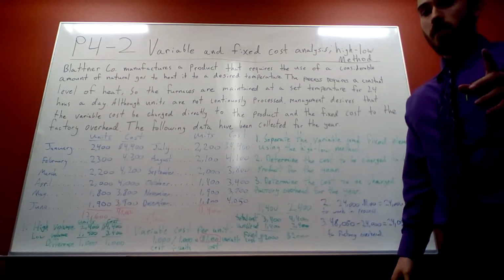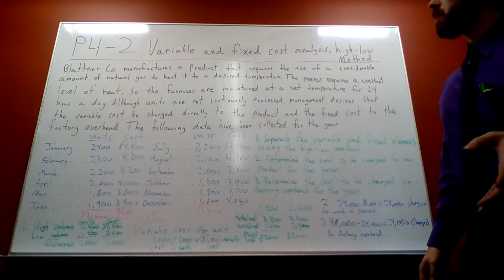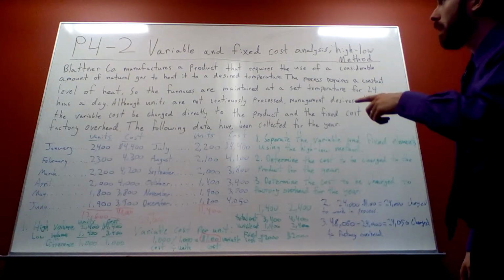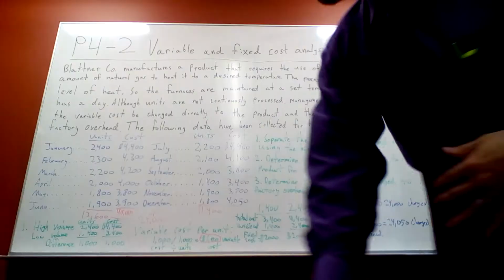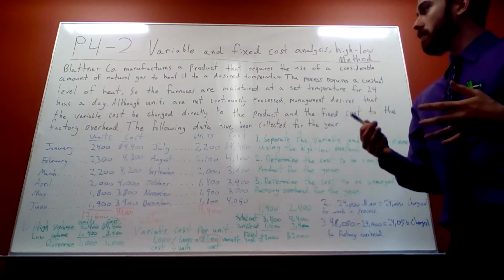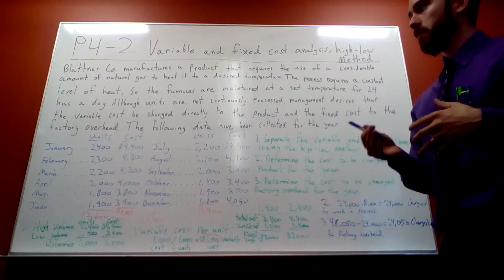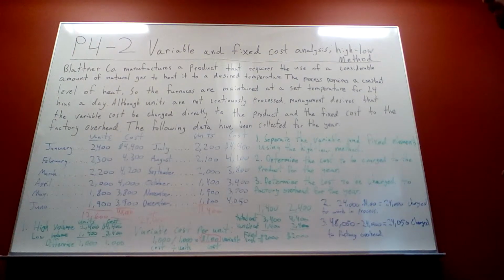So this is Chapter 4, factory overhead. This is problem 4-2, variable and fixed cost analysis, high-low method. I chose this one because it was one of my favorites. The high-low can sometimes be kind of strange, so I said I'll just start with this method first.